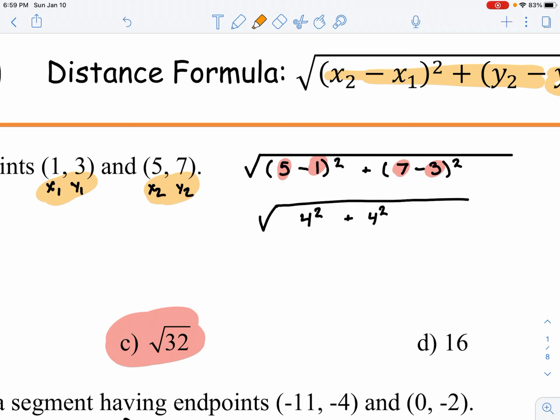And I just simplified the parentheses first, and I got 4 squared plus 4 squared, which basically means we will have 16 plus 16. And that's the exact same thing as letter C, which is the square root of 32.